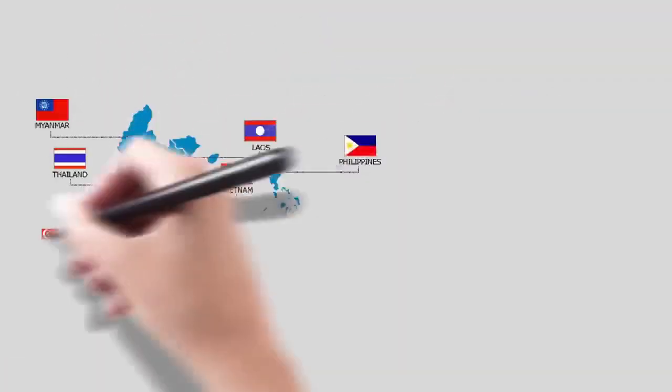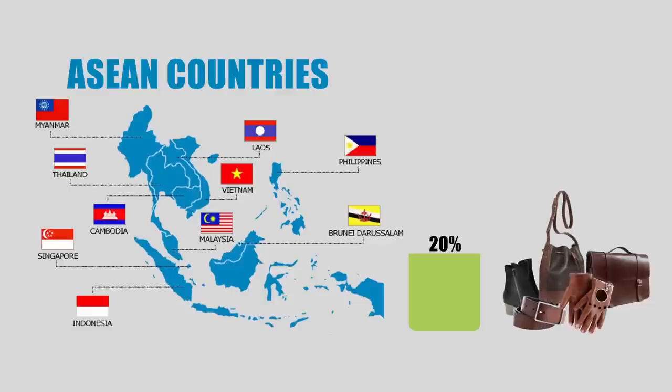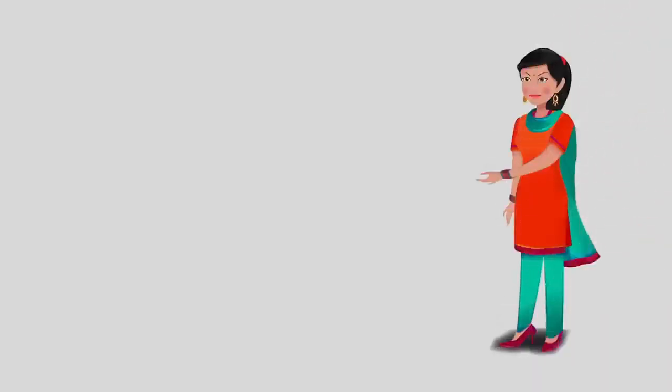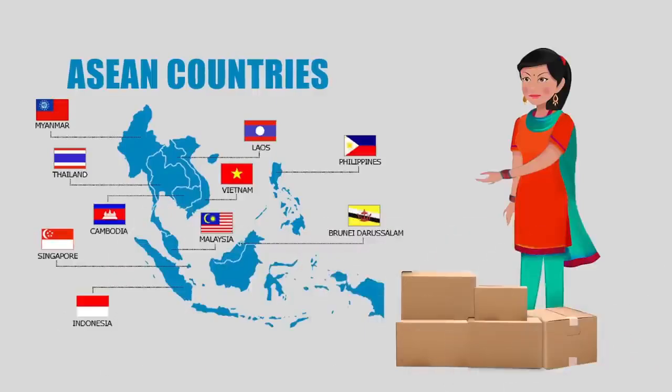Here is an example. The Asian countries impose an import duty of 20% on leather goods. However, under India-Asian FTA, the duty for India is 0%. This means that an Indian leather exporter like Nikkoo can sell its goods to Asian countries at a 20% price advantage.